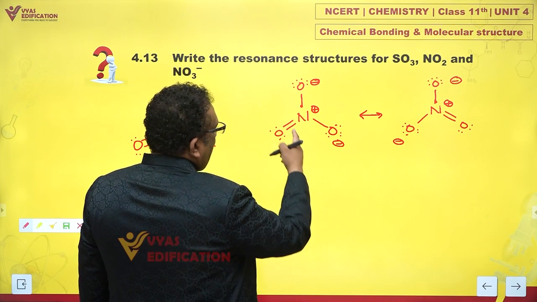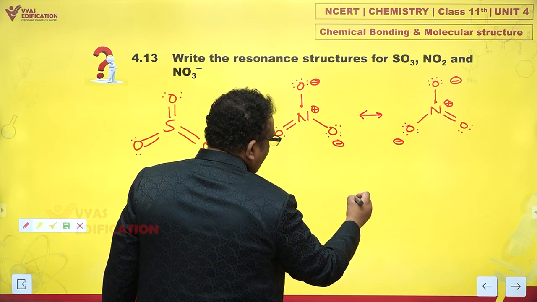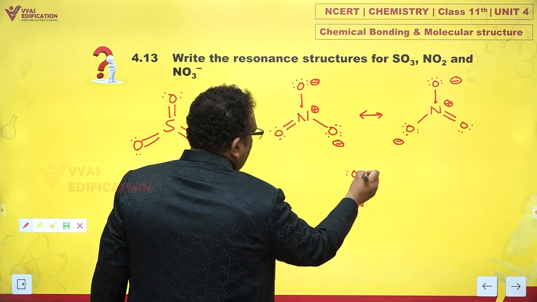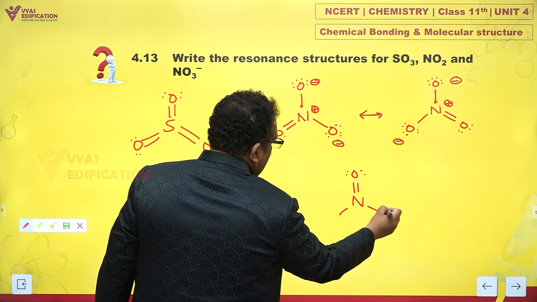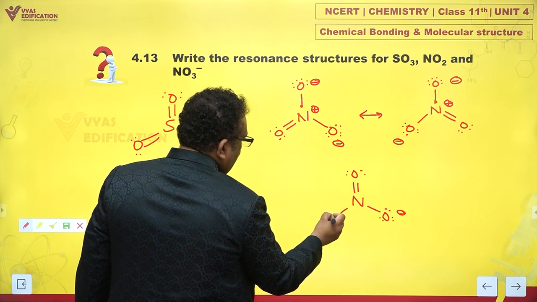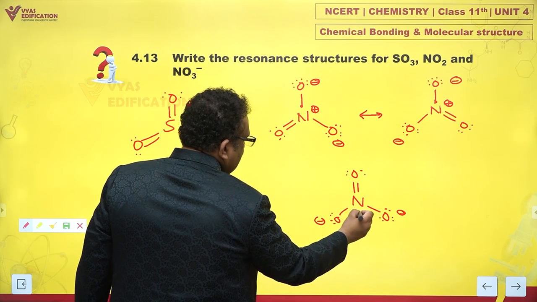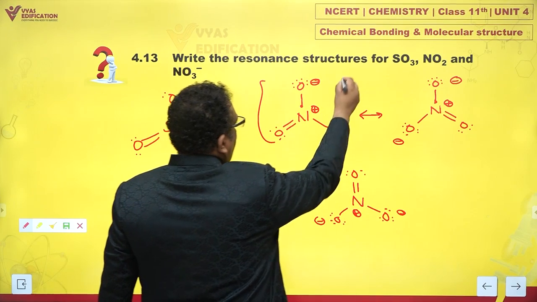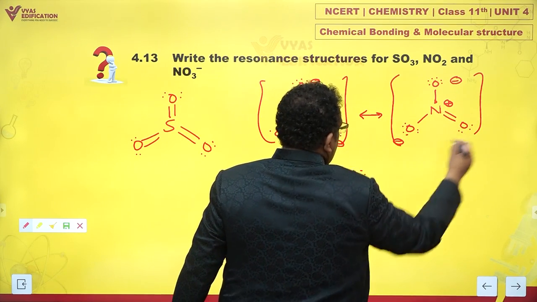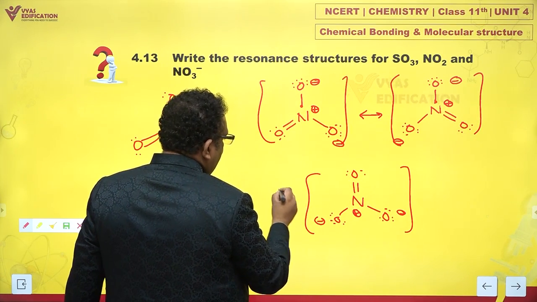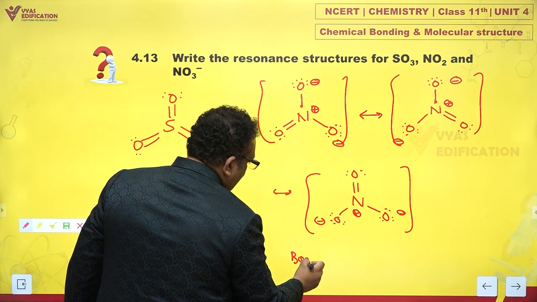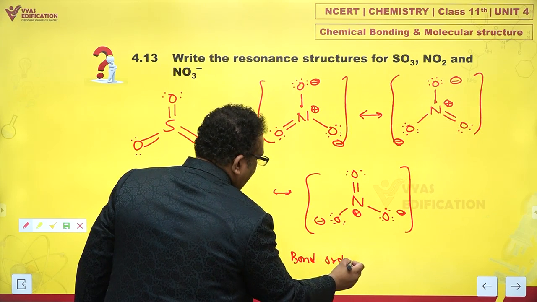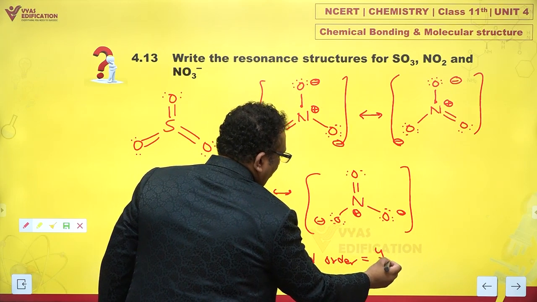The double bond can go here, and there is one more place where the double bond can go. And what is that? Just at the top, like this. So these are the 3 contributing structures of NO3 minus. Bond order, if you care to find out, will be 4 by 3.